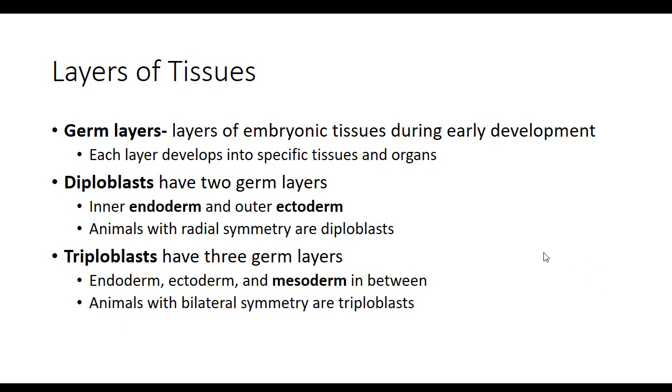Some animals have only 2 germ layers in the embryo. Others have 3. Most of them have 3. And the inner layer is called the endoderm, the outer layer is called the ectoderm, and if there's a third one, it'll be in between the endoderm and ectoderm, and that's called the mesoderm. So most animals have 3 layers.